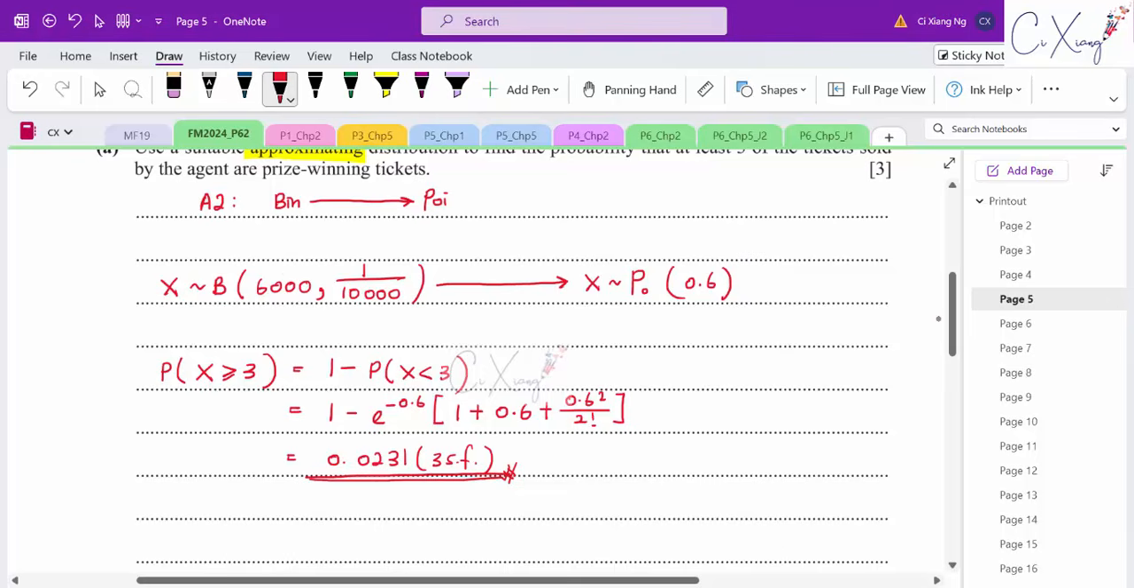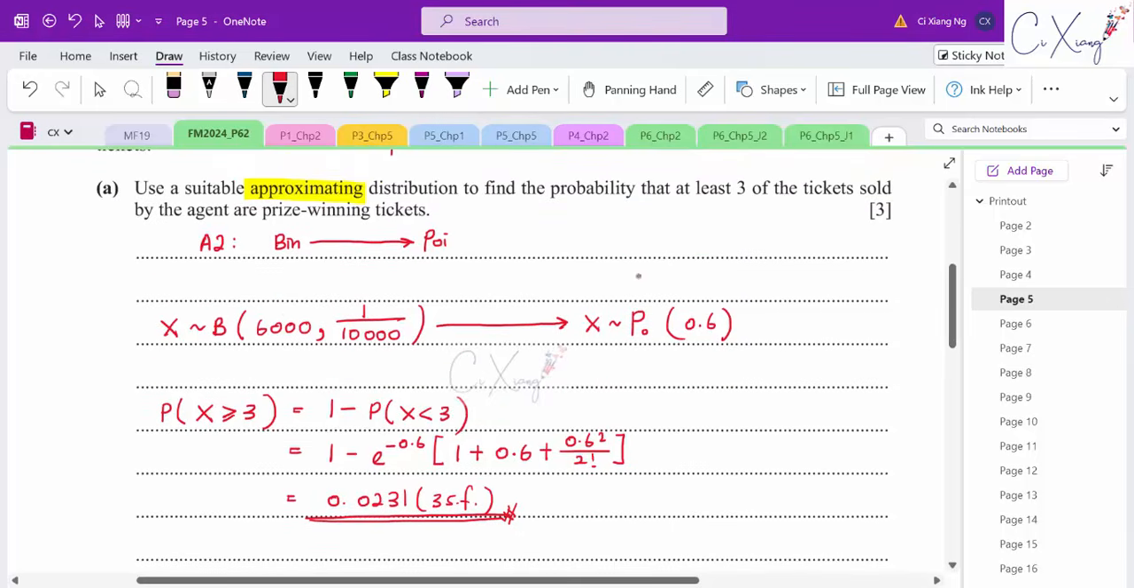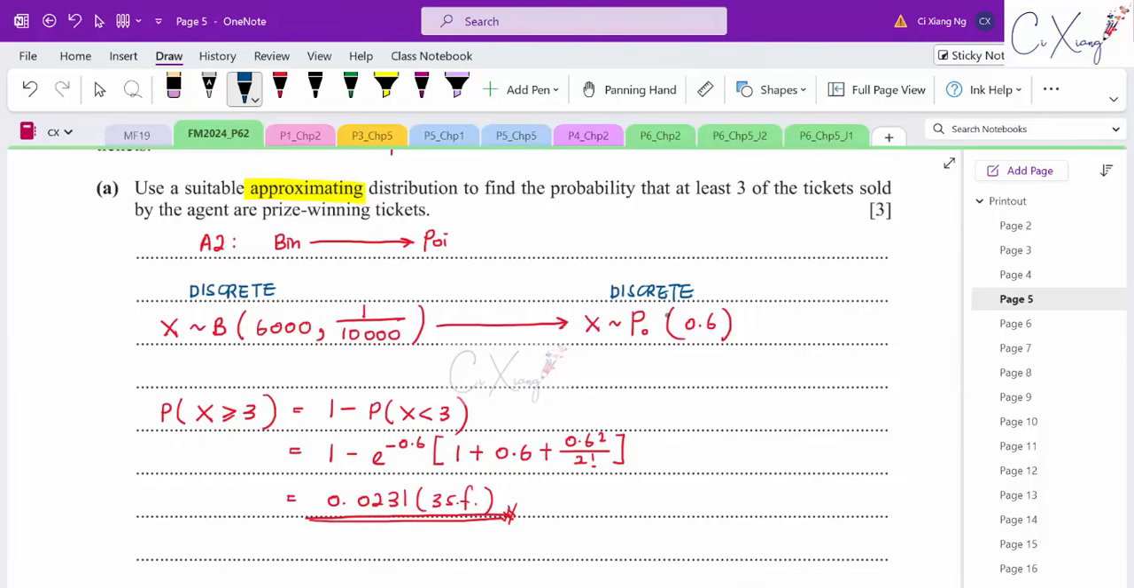So this is how we change it. Maybe some students will ask, do I need to do any continuity correction from binomial to Poisson or not? Binomial is a discrete random variable, and Poisson is also a discrete random variable. So from discrete to discrete, you don't need to do any continuity correction, unless you're going from discrete to continuous. Since both are discrete here, you won't see any continuity correction in the solution.